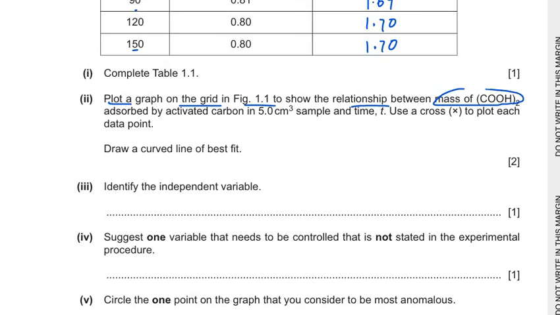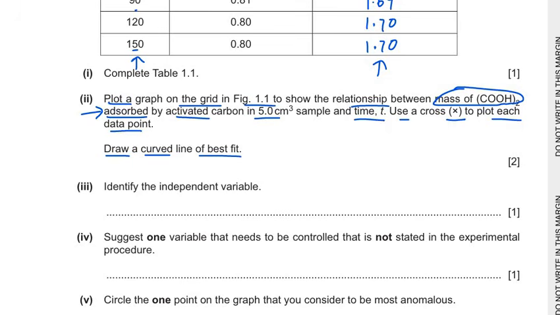Yes, now the next sub question is: plot a graph on the grid in figure 1.1 to show the relationship between the mass of ethane dioic acid adsorbed by the activated carbon in 5 centimeter cube sample and time t. Use a cross to plot each data point. Now what is here? The mass adsorbed by the carbon. So this is the column which we are going to use against the time given here. Draw a curved line of best fit.